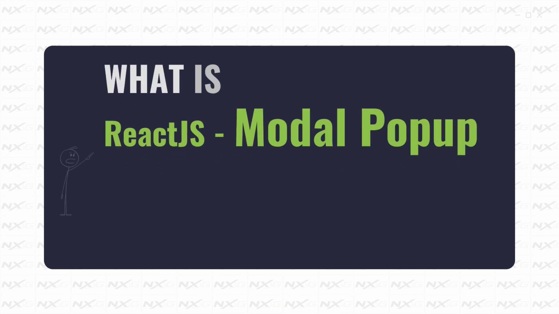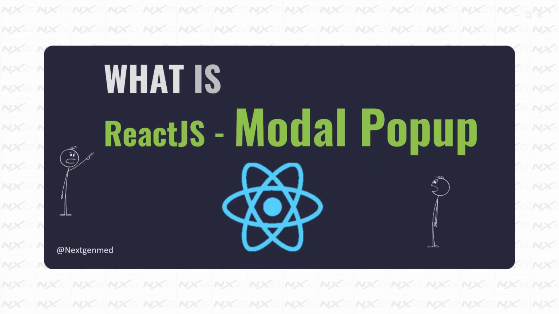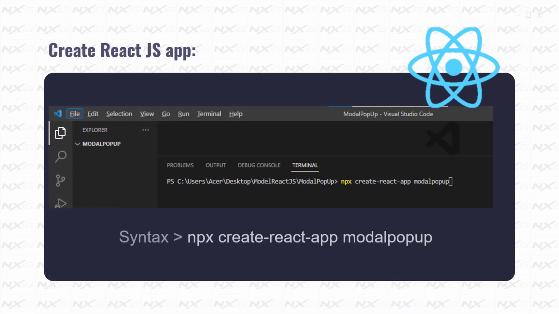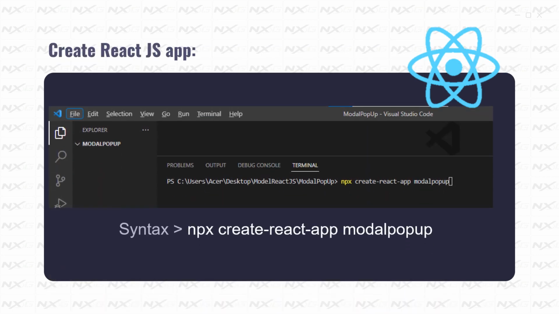Hey friends, in this video we're going to be building a modal pop-up using React. Firstly, we need to create a new folder where we'll store our application. So let's open Visual Studio Code and create a new folder by clicking on File and then New Folder.